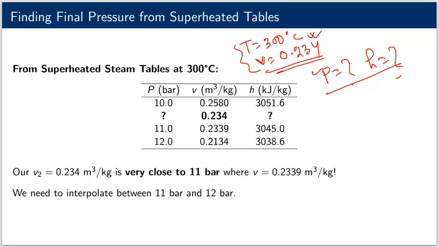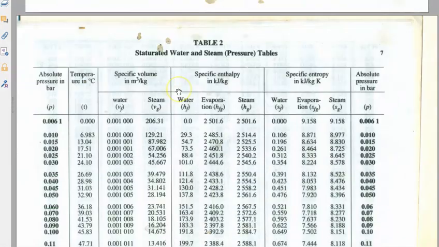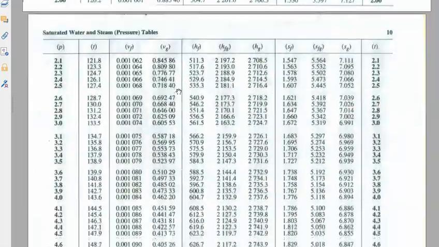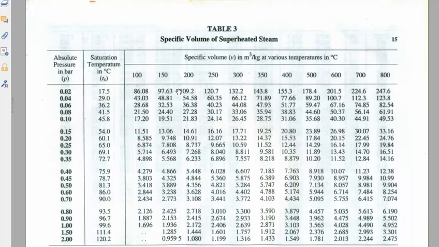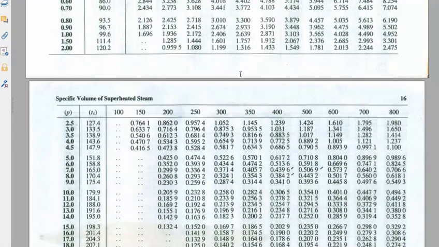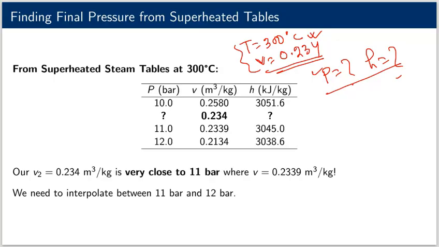So now let's check the superheated steam table. Here is the superheated steam table. At 300 degrees centigrade we have only temperature and specific volume data to check. Here you can see the data 0.233 and 0.58, but our specific volume is 0.234.